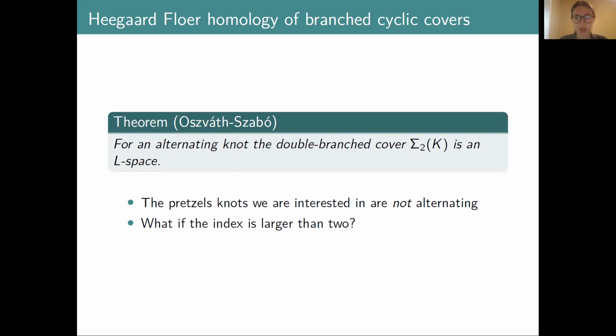And of course, we're interested in higher cyclic branch covers also. So we have these two problems, which is that we don't even know that the double branch cover, which is in general easier to answer this question for, is an L space. And what about higher branch covers? I'm going to first focus on this second problem, and we'll come back to the problem of this non-alternatingness.